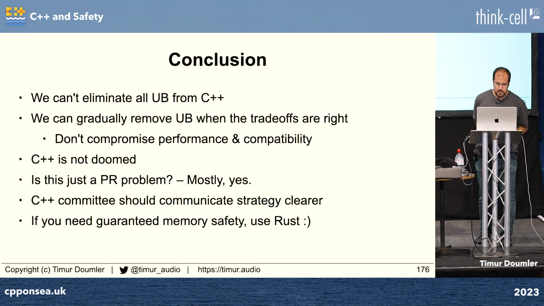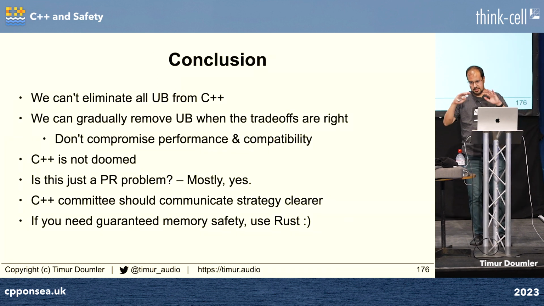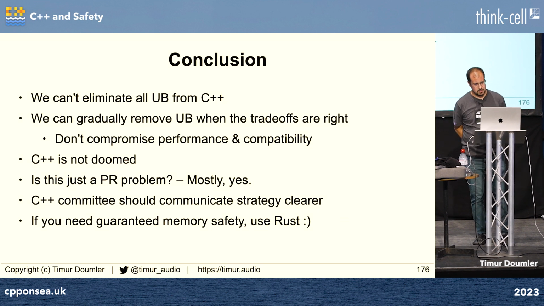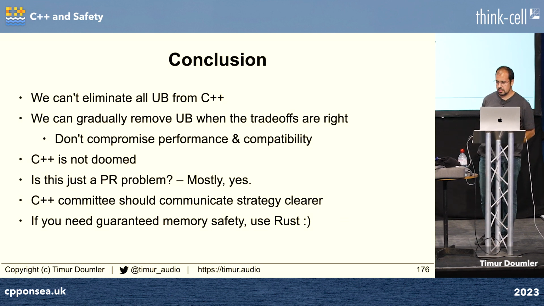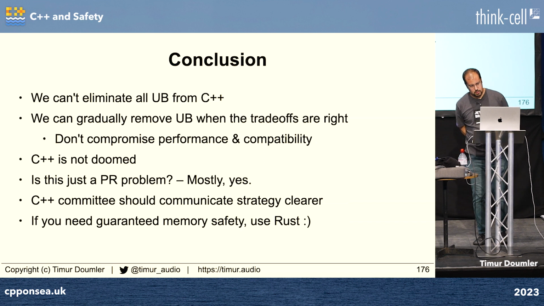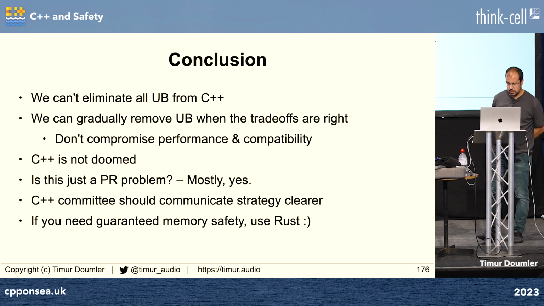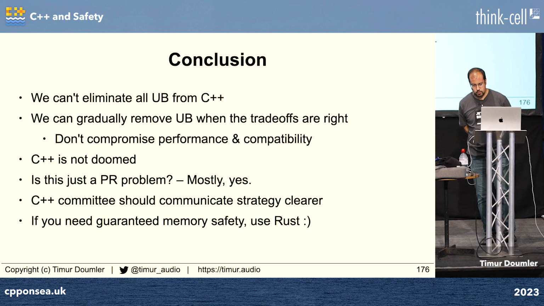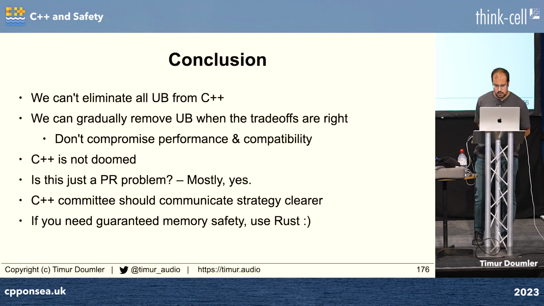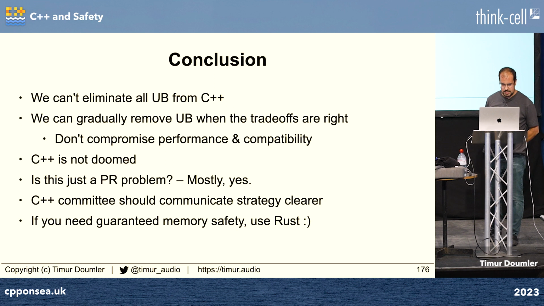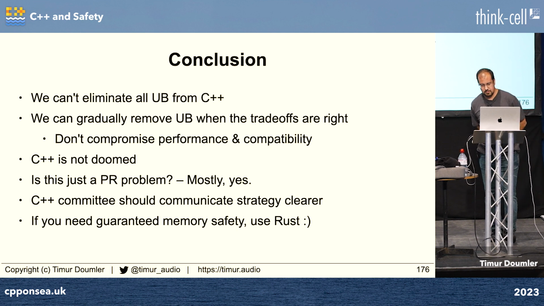And so here's my conclusion. In my opinion, and this is again subjective and we can discuss it later, I don't think we can eliminate all UB from C++. What we can do is gradually remove some of the UB when the trade-offs are right, and we are actively working on this on the committee. But we shouldn't compromise performance and compatibility to do that. I don't think C++ is doomed. I think a lot of this is actually just a PR problem mostly, but it's kind of our own fault on the committee. We should communicate the strategy clearer.